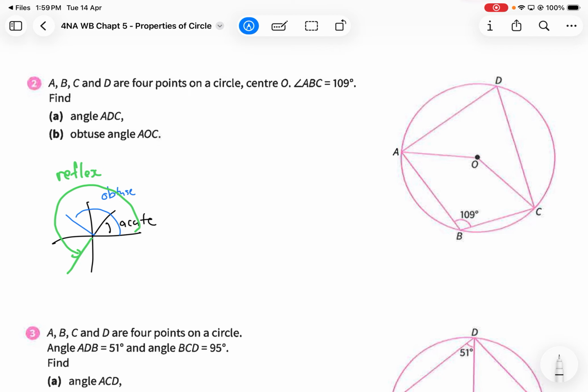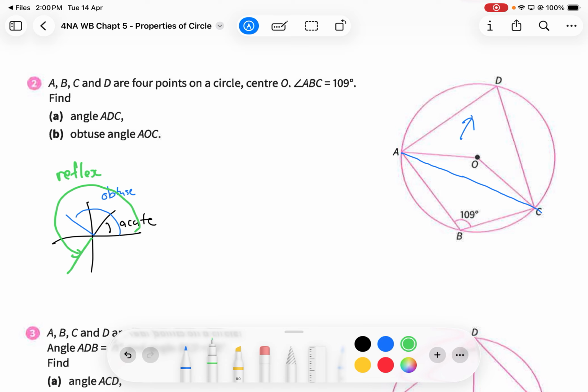Okay? So they want us to find angle ADC. ADC is here. Both A and C, they are touching the circle, the circumference. So they touch the D on one side. Just now what I used to draw is, when I join A to C, D is on one side. Okay? And then angle B is on the other side of the chord. D is on one side, B is on this side.